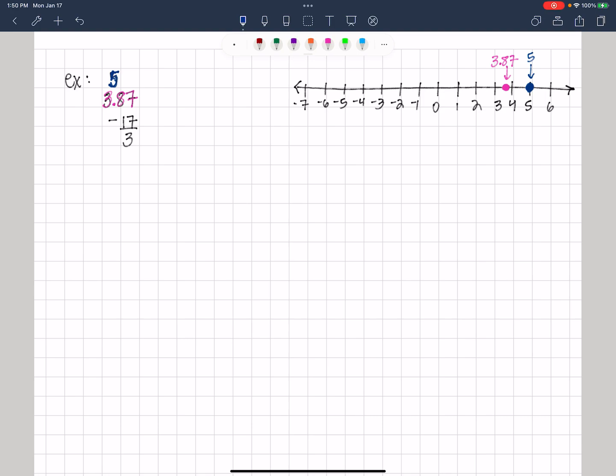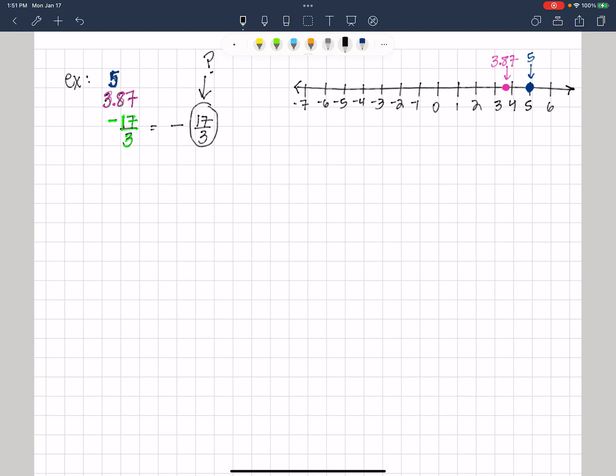And then we have negative 17 thirds. So let's do this one in a nice bright green here. Negative 17 thirds is going to be to the left of 0. Now to find out where negative 17 thirds is, I'm going to need to divide. So negative 17 thirds is going to be the opposite of 17 thirds. So I'm going to rewrite this as the opposite of 17 thirds, and I'm going to figure out where 17 thirds is first.